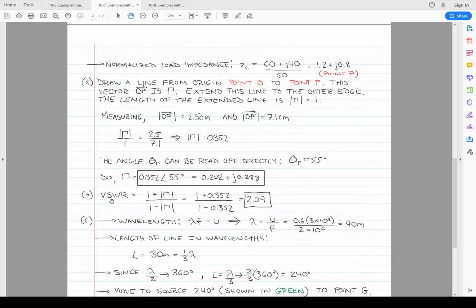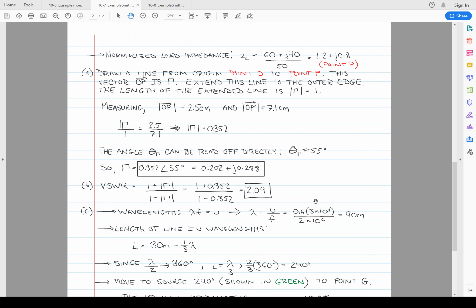Now for the VSWR, the voltage standing wave ratio, I just recall that that's 1 plus the magnitude of the reflection coefficient divided by 1 minus the magnitude of the reflection coefficient. We've already got the magnitude of the reflection coefficient as approximately 0.352. So this is just plug and chug, and just to illustrate that you can get the VSWR from the Smith chart, that's 2.09 in this case.